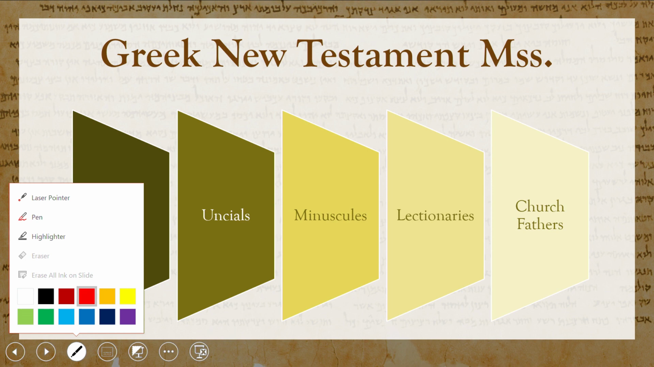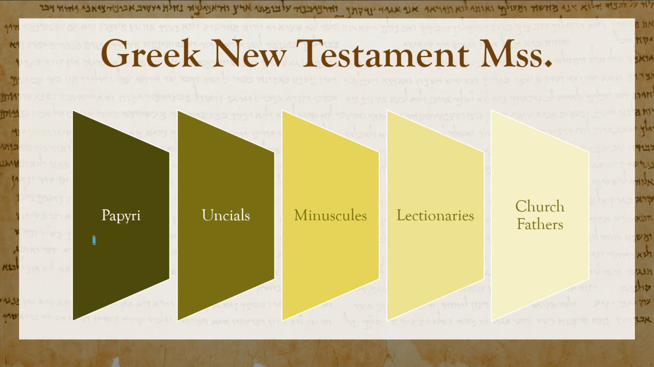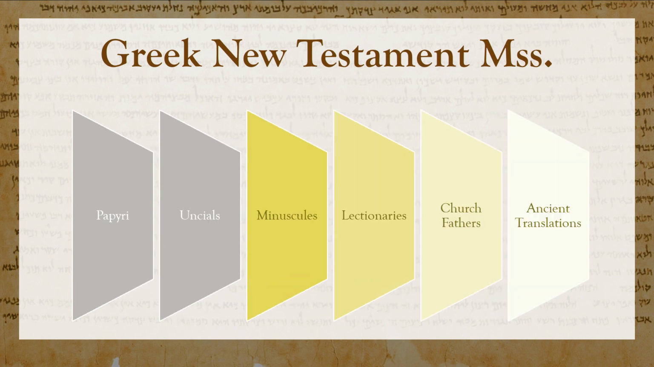I showed you this diagram a couple of classes ago, but in the first grouping there, you have the papyri, and then after that, you have the uncials. We've already talked about that. Today, we're going to look at the minuscules, the lectionaries, and the church fathers. And ancient translations. So I had to slip in one last category there for you. So these are our four topics for today we're going to be covering in New Testament sources.